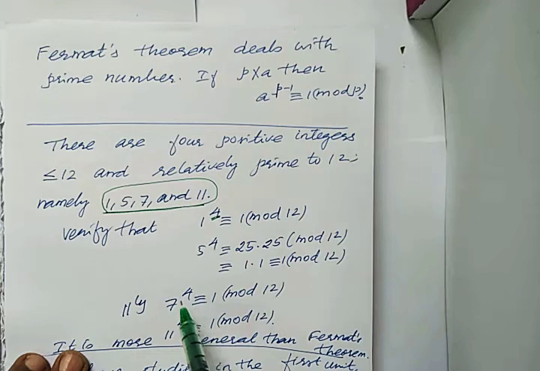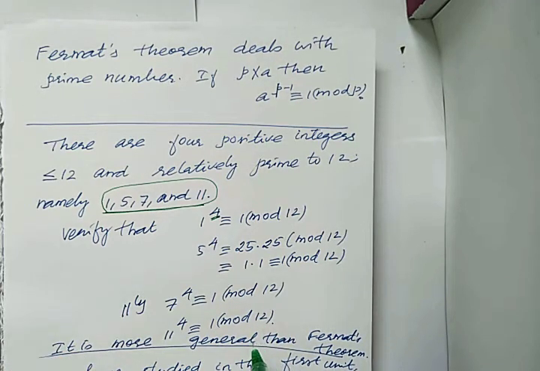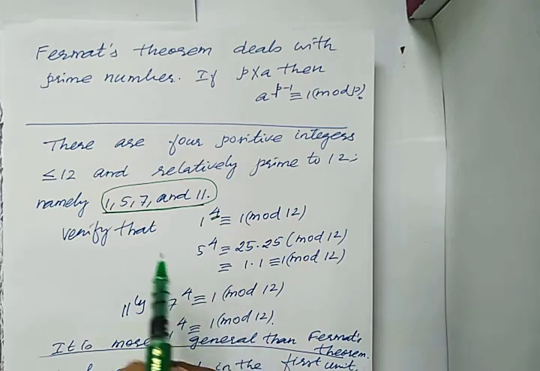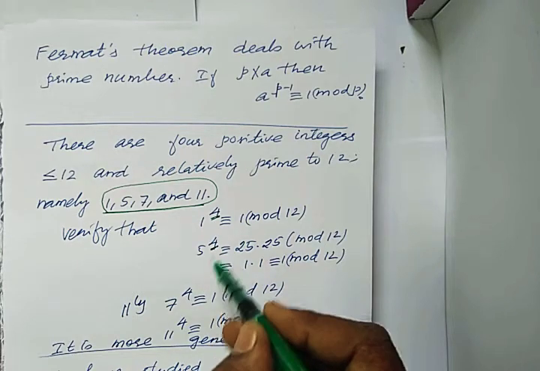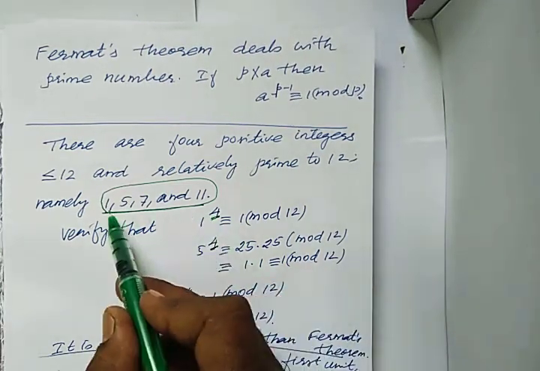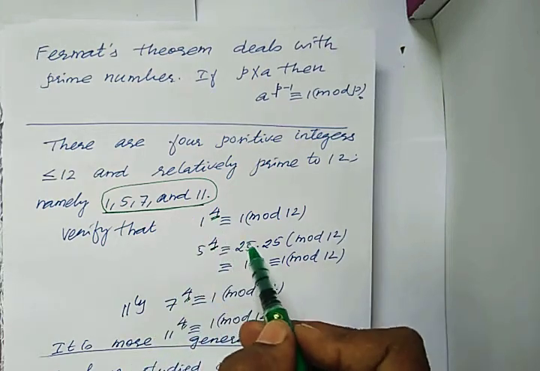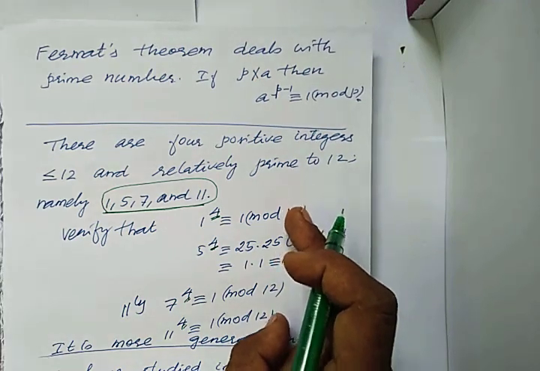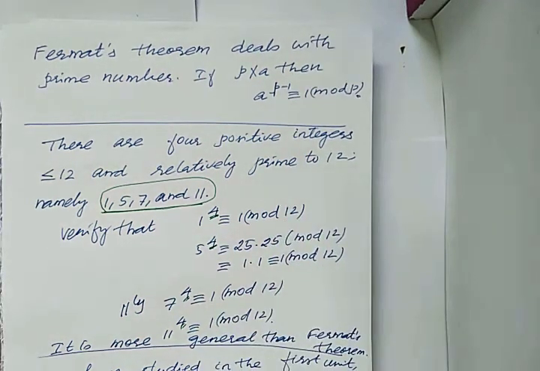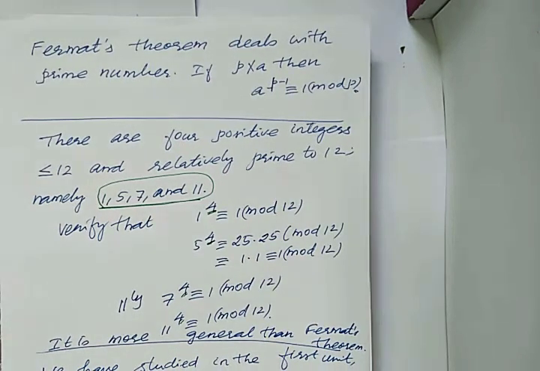Similarly, 7 to the power 4 is congruent to 1 mod 12. Check yourself. And 11 to the power 4 is congruent to 1 mod 12. 11 to the power 4 means 121 into 121, but 120 will go, so 1 into 1. So there are 4 numbers, and that 4 is indicated here, and any such number to the power 4 is congruent to 1 mod 12. This is going to be some general theorem than Fermat's theorem. And that theorem is going to be called Euler's theorem.